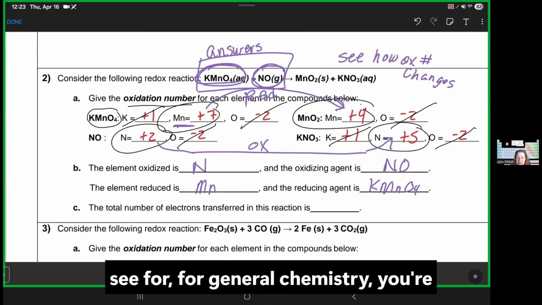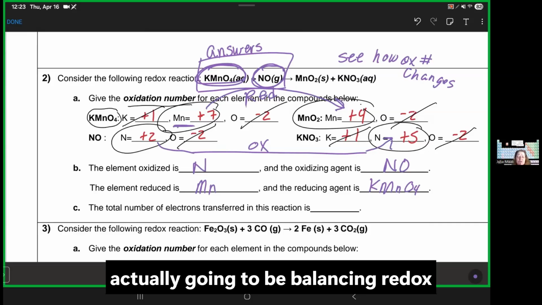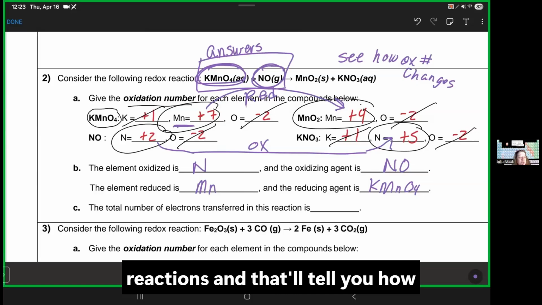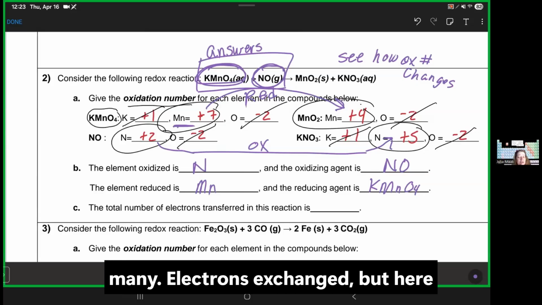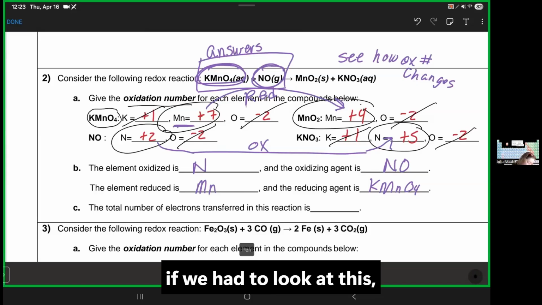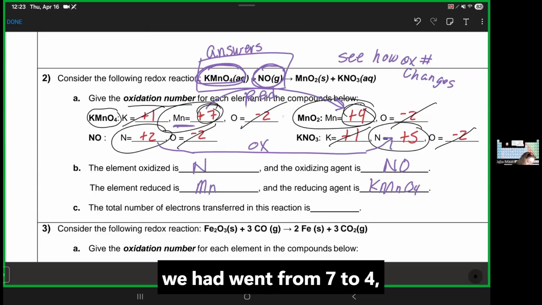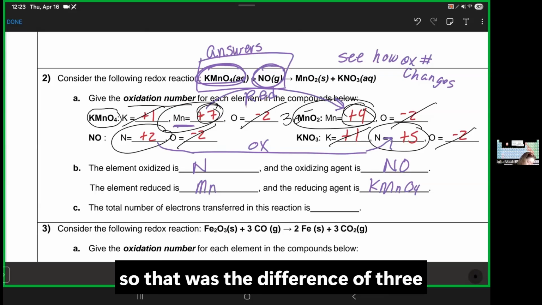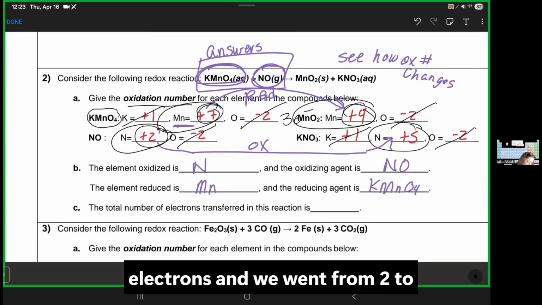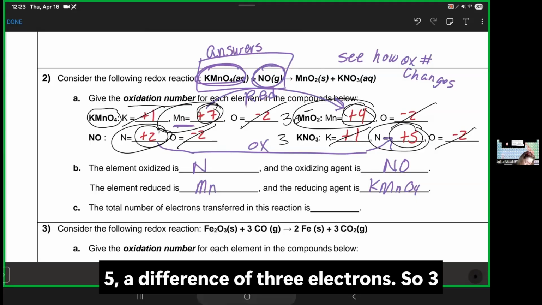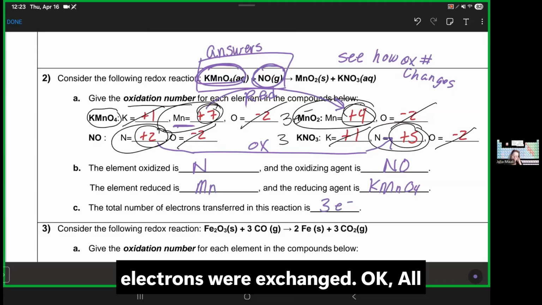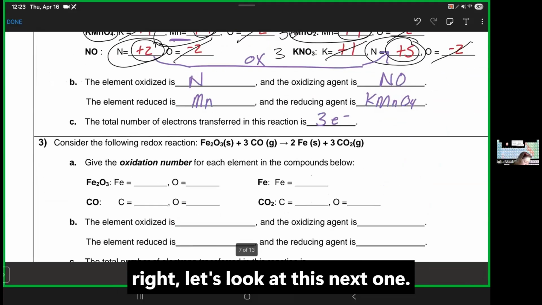For general chemistry, you're actually going to be balancing redox reactions, and that'll tell you how many electrons were exchanged. But here, we went from 7 to 4, so that was a difference of 3 electrons. And we went from 2 to 5, a difference of 3 electrons. So 3 electrons were exchanged. All right, let's look at this next one.